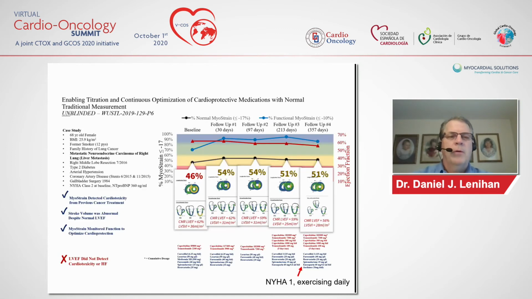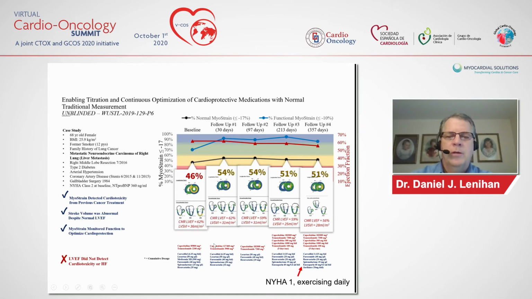Here's an example of a patient who had a long history of metastatic neuroendocrine cancer and had multiple cardiac risk factors. And her baseline myostrain was 46%, which was significantly reduced. But if you looked at the left ventricular ejection fraction, you can see that it is clearly in the normal range.